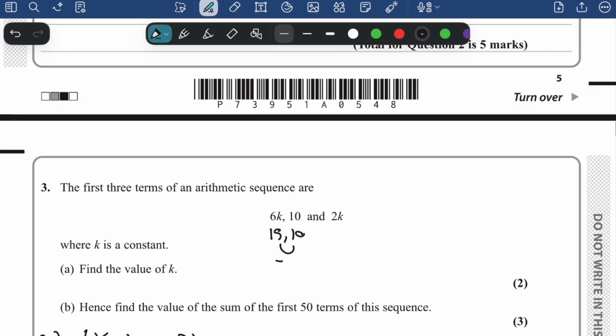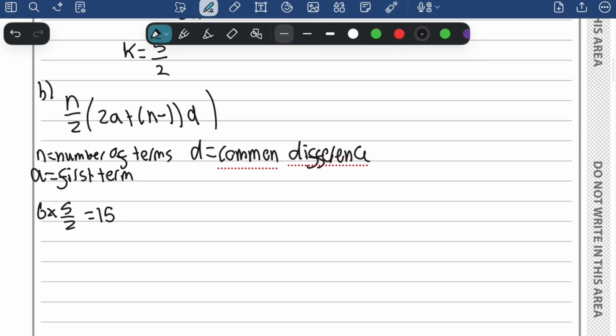Well, what's happened here? We've minus 5, right? And we can check this by doing 2 times 5 over 2, which is going to give us 5, which again, we've minus 5, right? So that means our common difference is going to be minus 5. And we've already shown that our first term is 15.